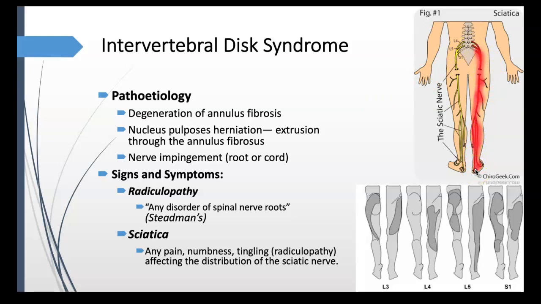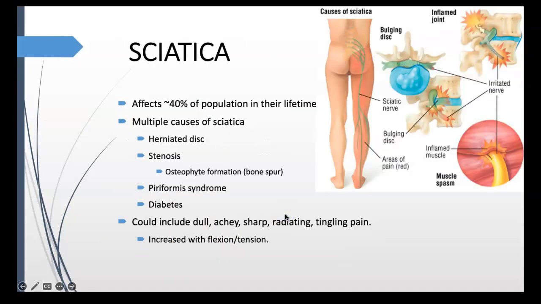But knowing that sciatica, any pain, numbness, or tingling affecting the distribution of the sciatic nerve, can be caused by multiple things, right? One of them is a disc herniation, where the annulus fibrosus is compromised. You have protrusion of the nucleus pulposus, which may impact either the right or left peripheral nerve, and that nerve most often is going to be the sciatic nerve. When the disc protrudes, it causes sciatica, which is a symptom, right? So I'm going to click to the next slide where we'll see sciatica.